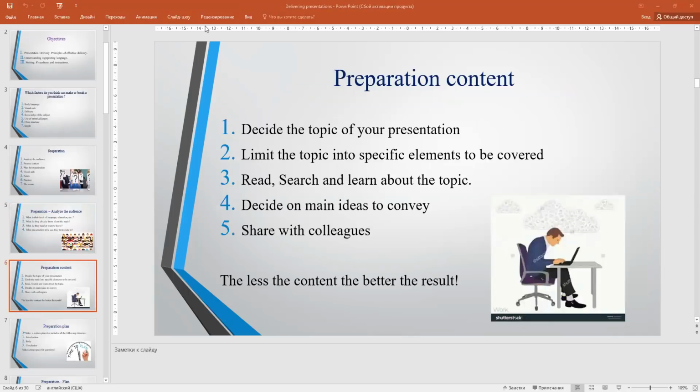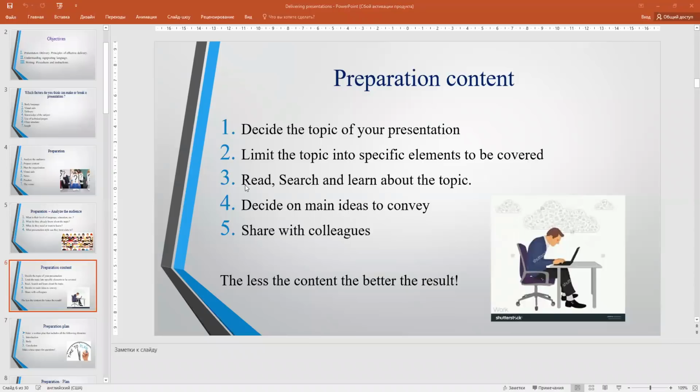Preparation content. Your preparation content for the presentation should follow these steps. The first step is to decide the topic of your presentation. So you have to decide the content or the topic of your business plan. That is super important. And based on that, you have to limit the topic into specific elements to be covered. You have to divide that topic into sub-elements that are specific to your field.